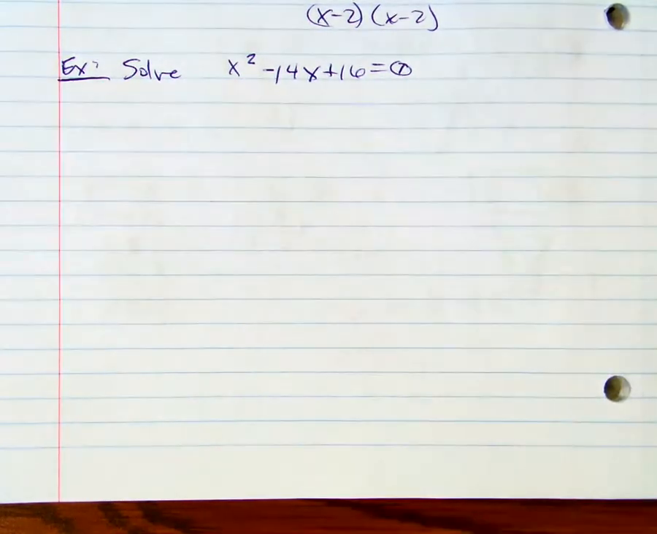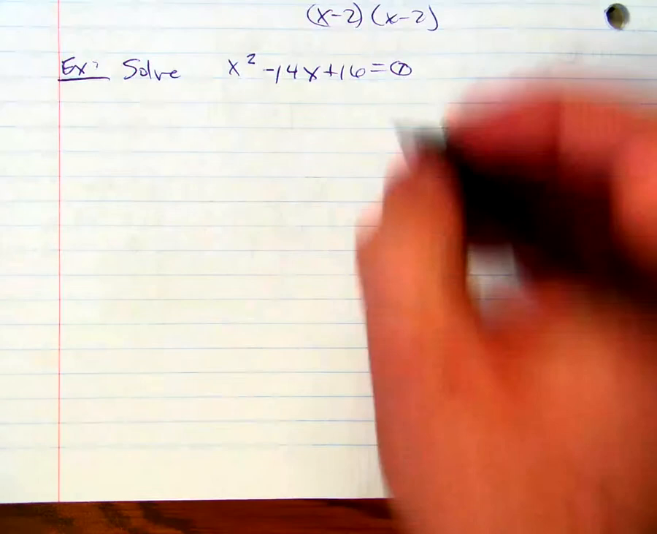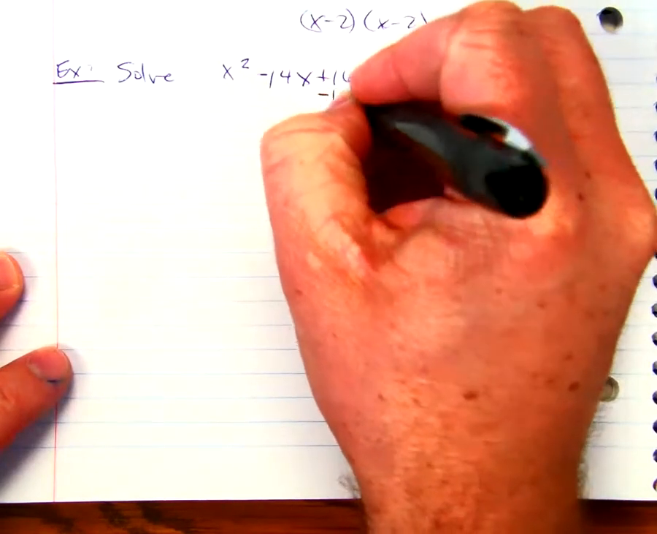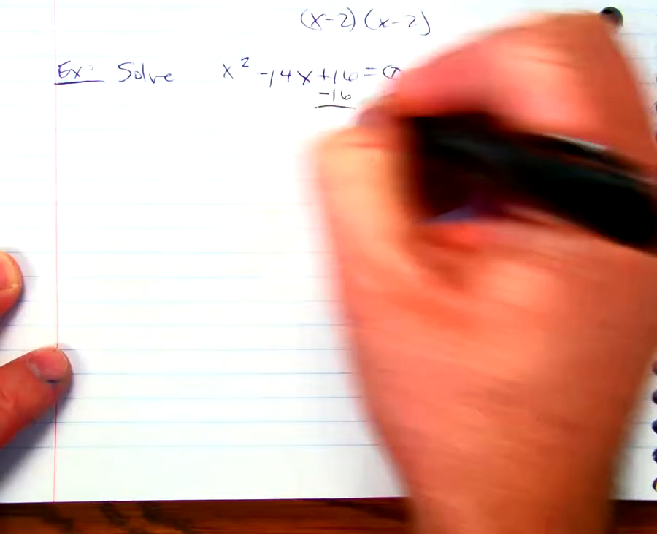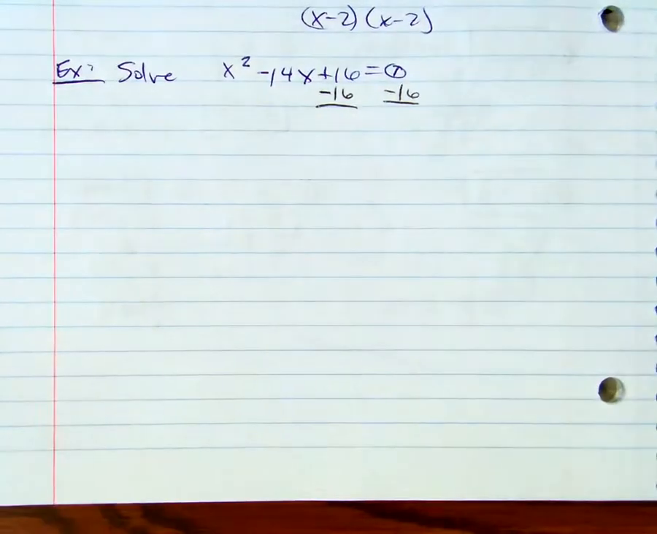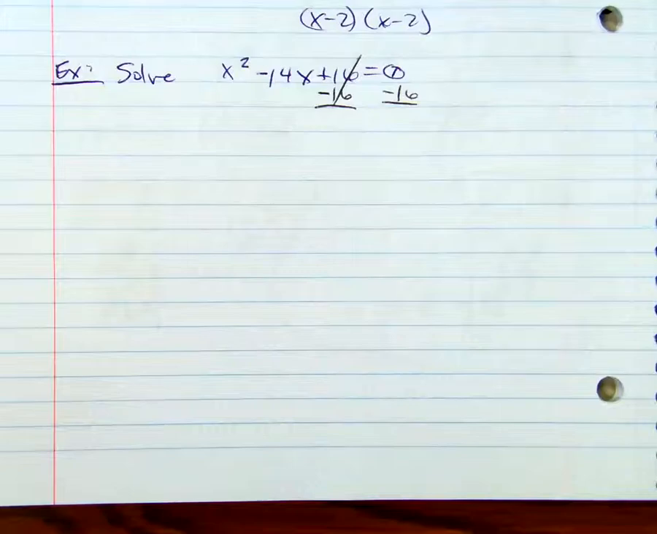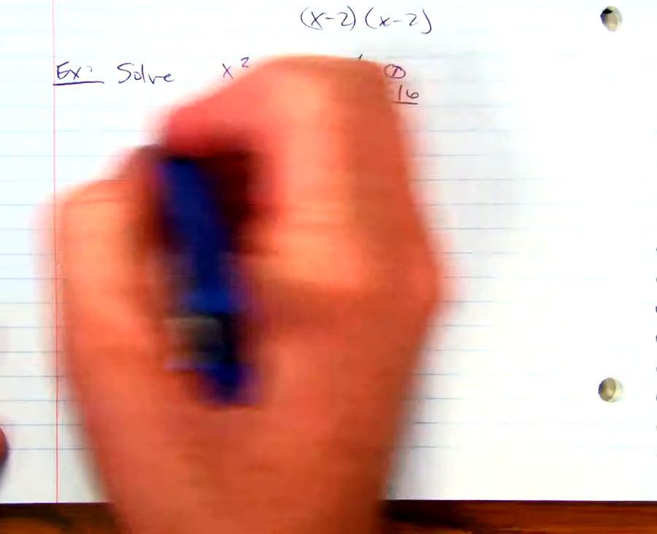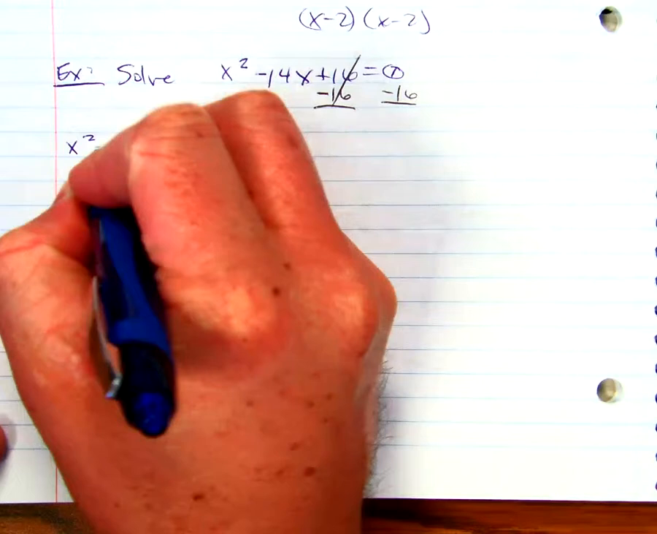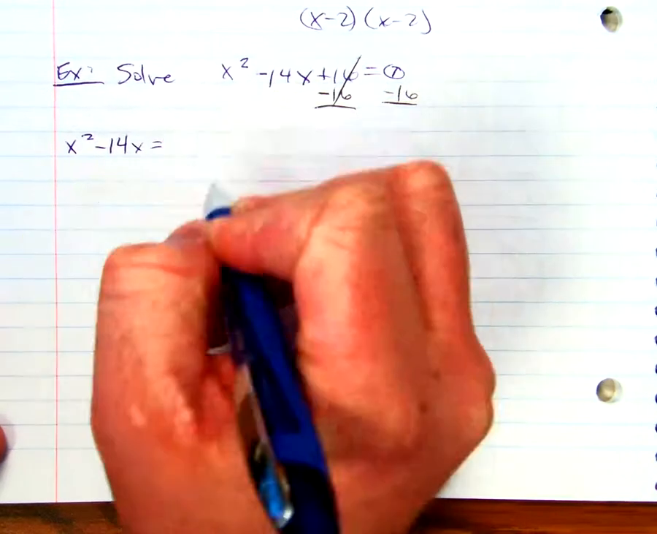Okay, so we're going to abandon all hope of trying to solve this for 0. It's not going to happen. There's no way for us to do this. And we're going to go ahead and move the 16 to the other side. And we're going to try to rebuild this quadratic to be something that we can factor. So the 16's cancel. And we now have x squared minus 14x equals negative 16.